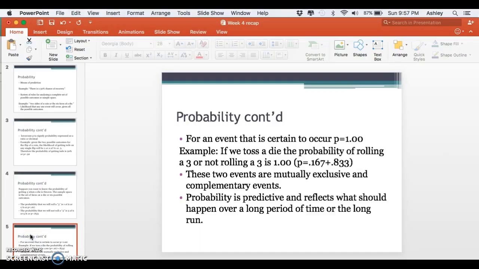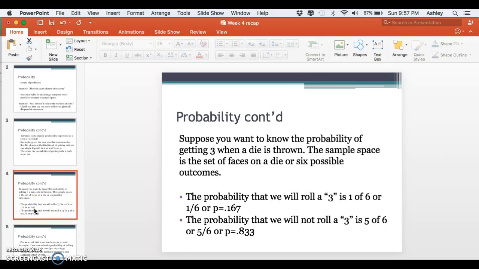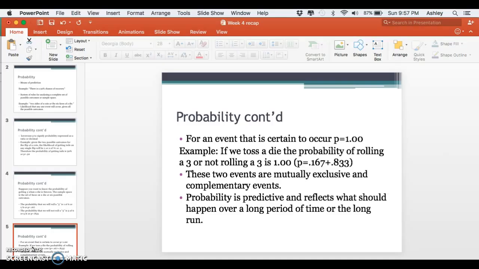Now, for an event that is certain to happen, p equals 1.0, and we're going to use the same example that we used previously. Okay? So let's say, for example, if you toss a die, the probability of rolling a 3 or not rolling a 3 will equal 1, because you have p equals 0.167 plus 0.833. Now remember that 0.167 comes from the 1 of 6 chances to roll a 3, and the 0.833 comes from the 5 out of 6 chances of not rolling a 3.